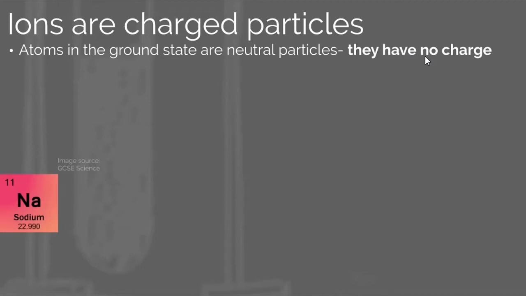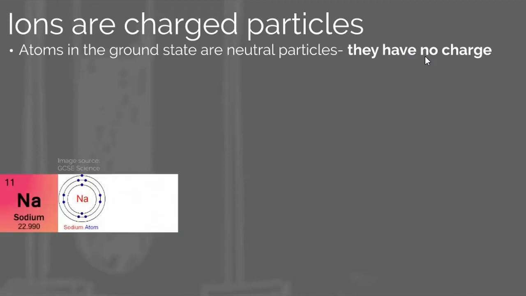So let's take a quick look at this. If we're looking at sodium and we have this diagram of sodium on here, we know that its atomic number is 11. So in the ground state, it will have 11 protons and 11 electrons. Again, protons are positive, electrons are negative. So if we have plus 11 minus 11, overall we get 0. This is what we say when we say that ground state atoms are neutral in charge.